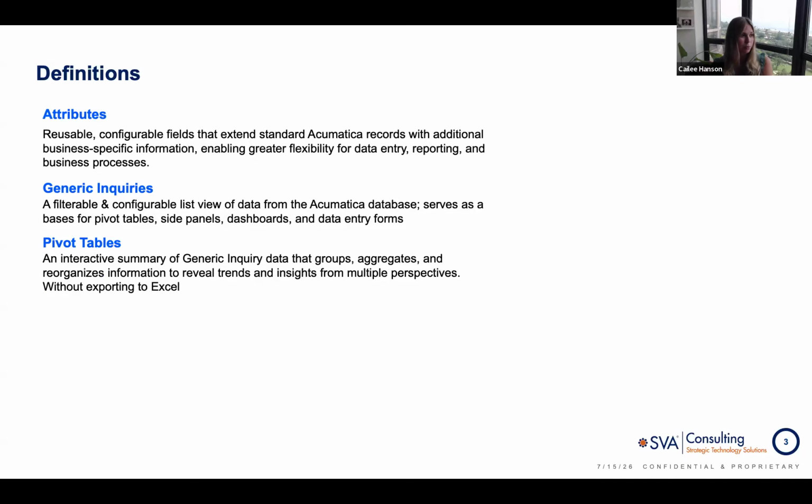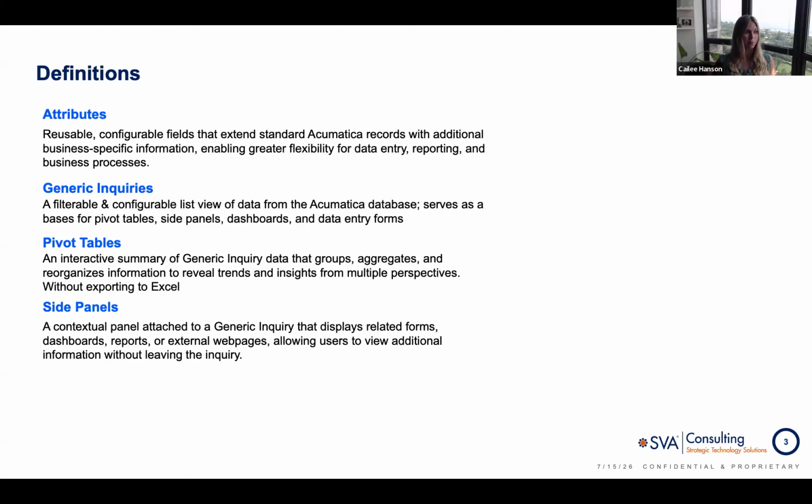Next is going to be the pivot table. Like Ed mentioned, it's using data from within that generic inquiry to start. Then you can start to make more of a summary type of view of data with grouping, aggregating, all of those types of things, similar to what you would do in Excel, but you can do that directly within Acumatica, again, using that generic inquiry as the basis there.